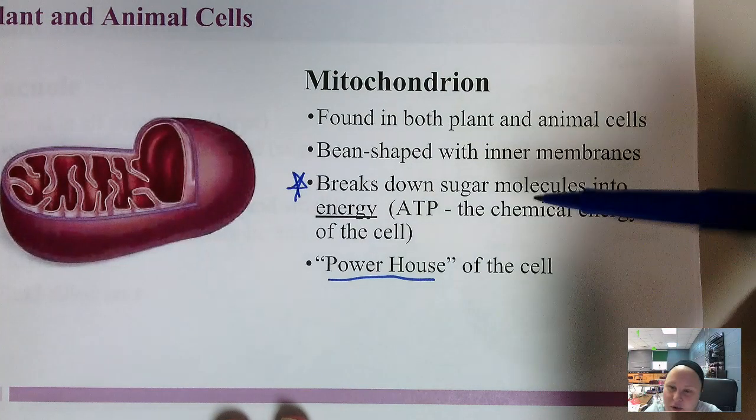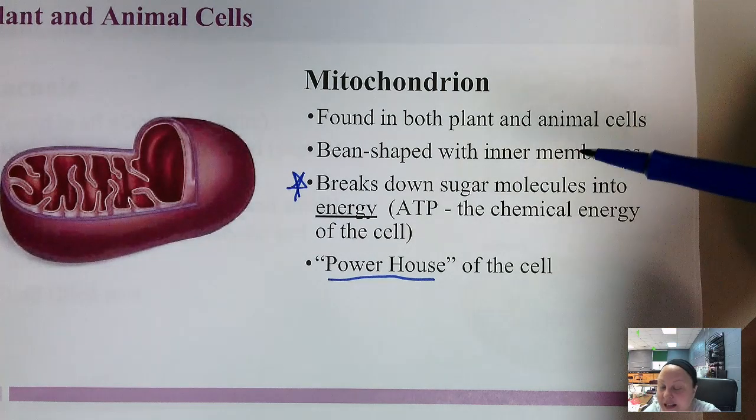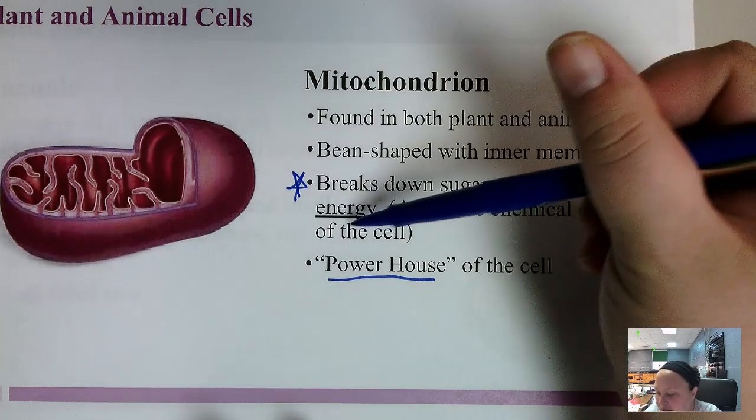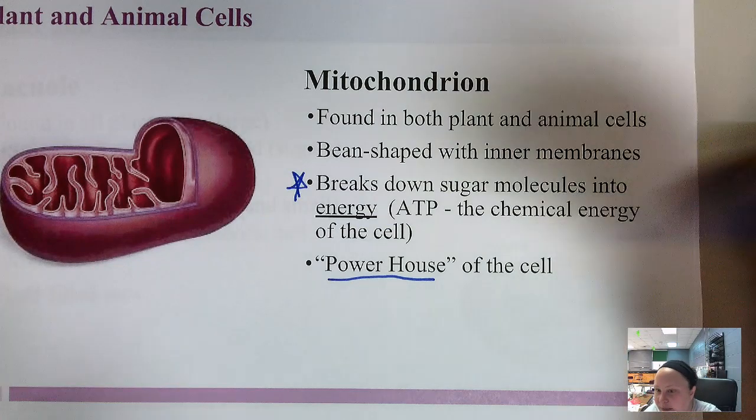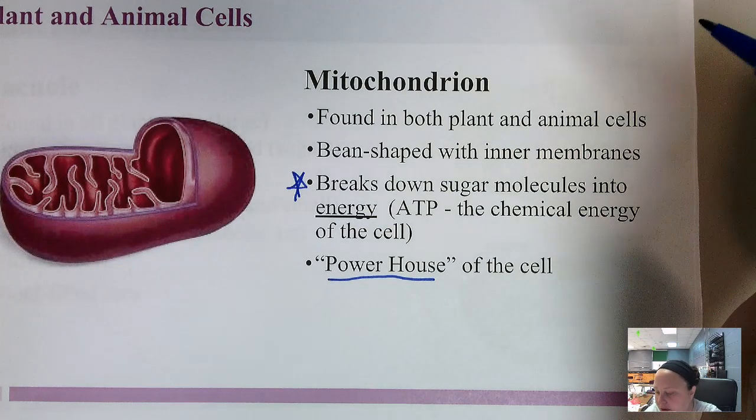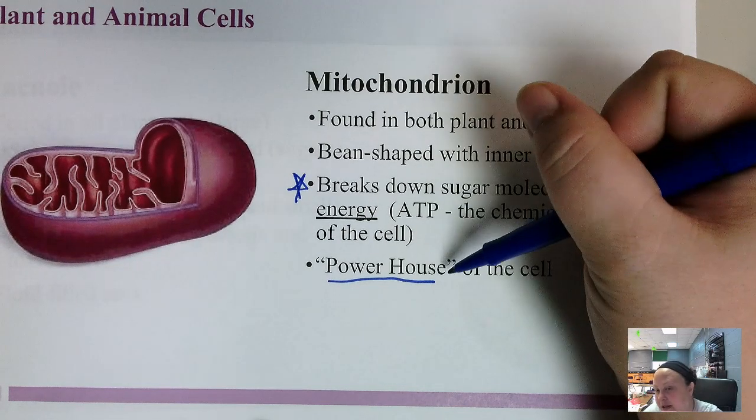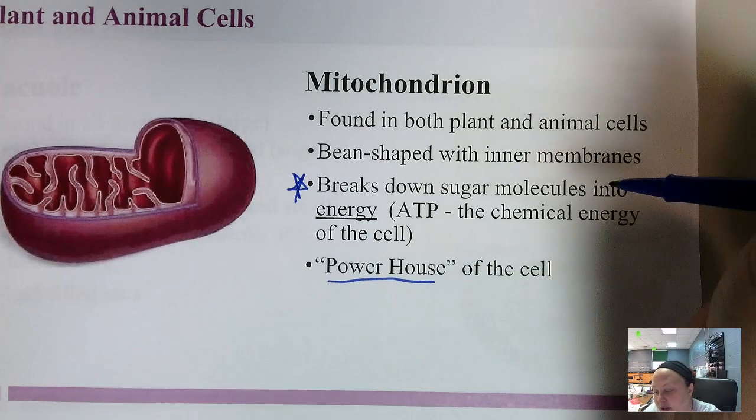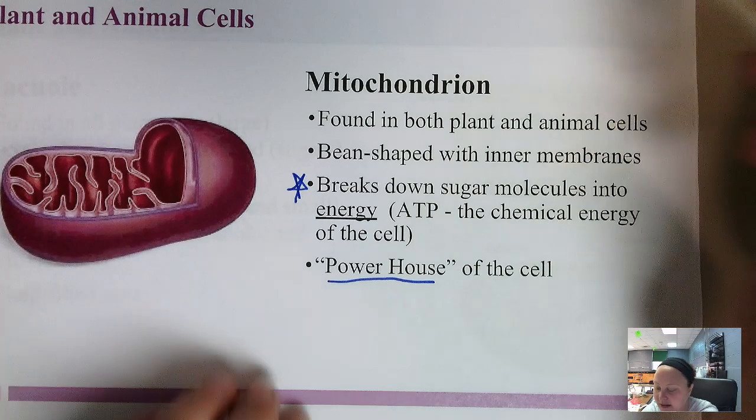But the main role of it is to break down sugar or glucose molecules into energy. So it breaks down the cell's food, which is the sugar or glucose, into energy. That energy is called ATP. It's the chemical energy that comes from that glucose for the cell. But I really want you to know that even though it's called the powerhouse of the cell, what it does is it breaks down that sugar molecule into energy to keep that cell energized to do its daily function.